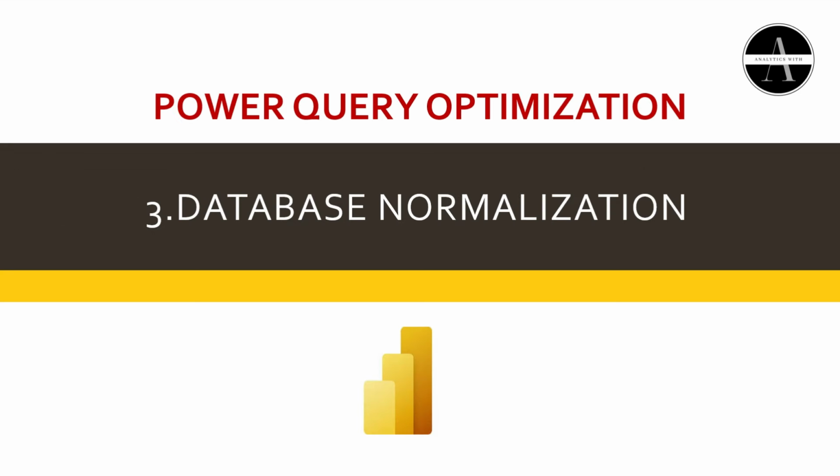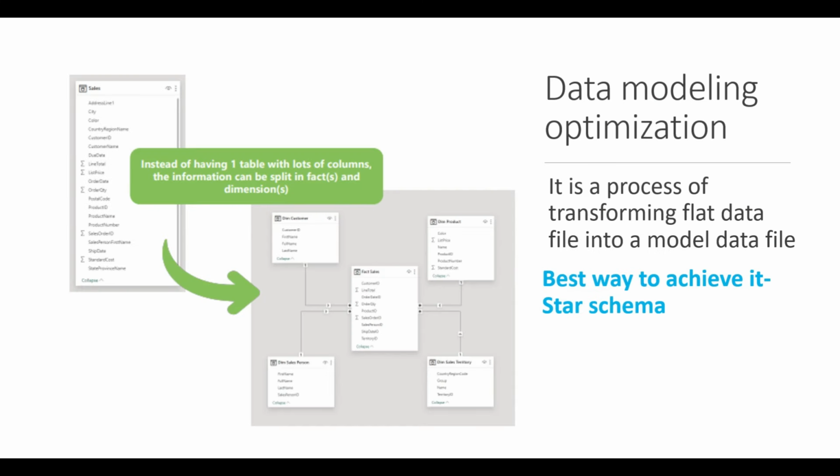Number 3. Database normalization. If you are working with a database, you will want to normalize it. Here in the slide, you can see that from the flat file, we have converted into a data model in a star schema. Database normalization reduces redundancy and maintains data integrity. The key benefits here are smaller table sizes, faster query performance, and easier updates when modifying your data. Essentially, a normalized database makes it simpler for Power BI to pull in the data efficiently.